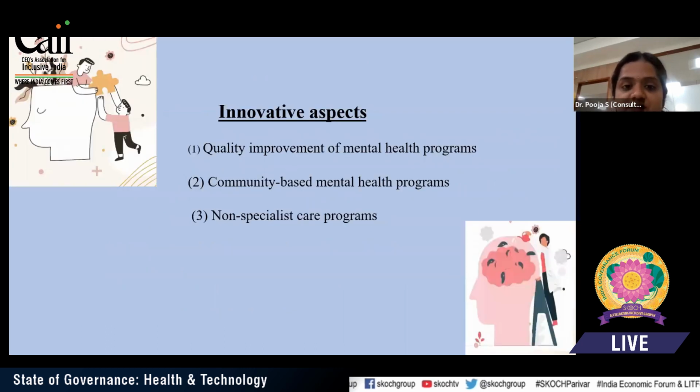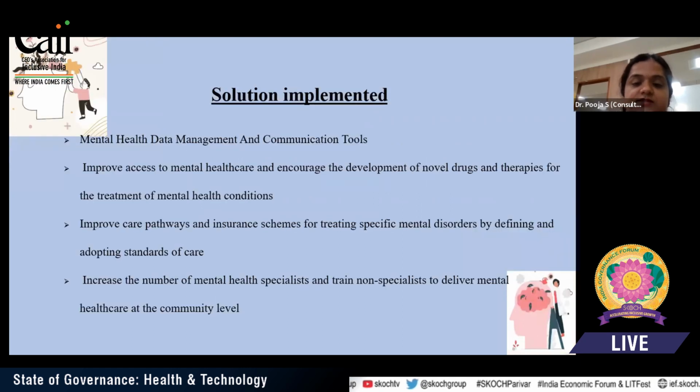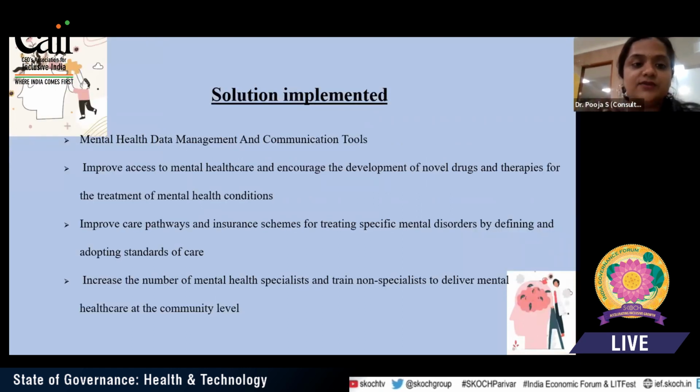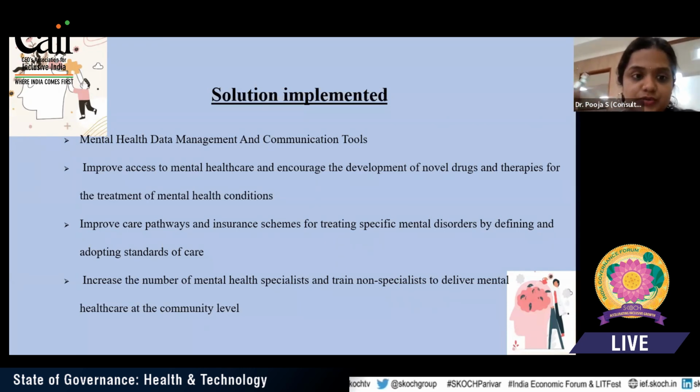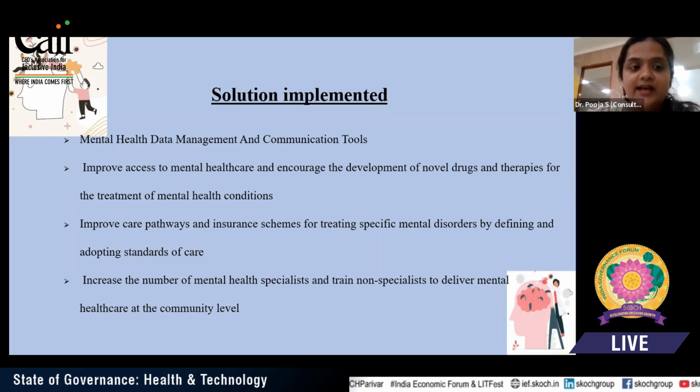The innovative aspects are the quality improvement of the mental health program, based on community-based mental health programs and non-specialist care programs. Coming to the solution implemented, the mental health management and communication tool, so that we can promote mental health. As they say, a sound mind is in a sound body. So when we give more importance to mental health, it directly gives importance to our general health as well as oral health. As I'm a community person, I give more importance to oral health too.